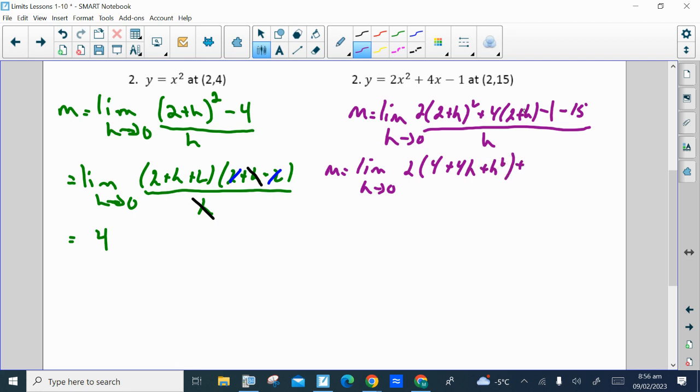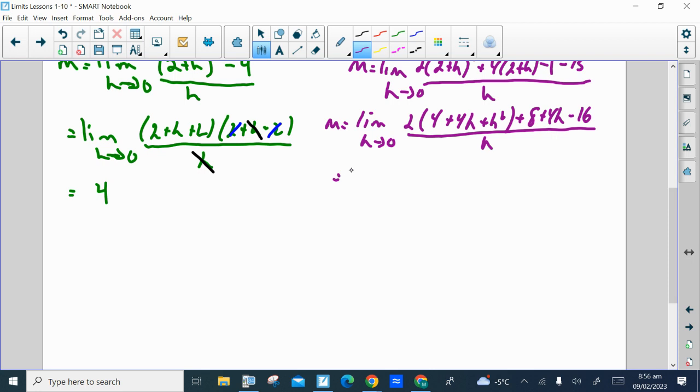and then multiply the 2 plus h by 4. That will be 8 plus 4h minus 16. So continuing to simplify on top, multiply out those brackets.